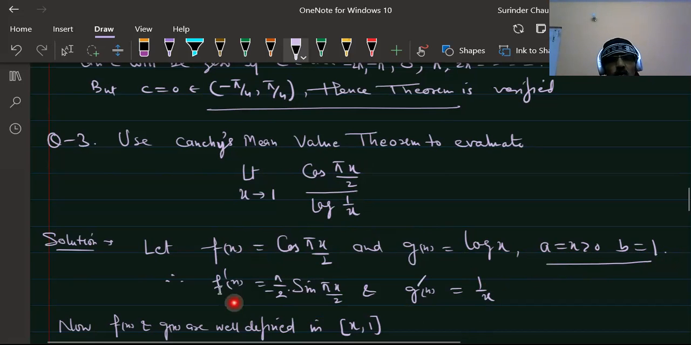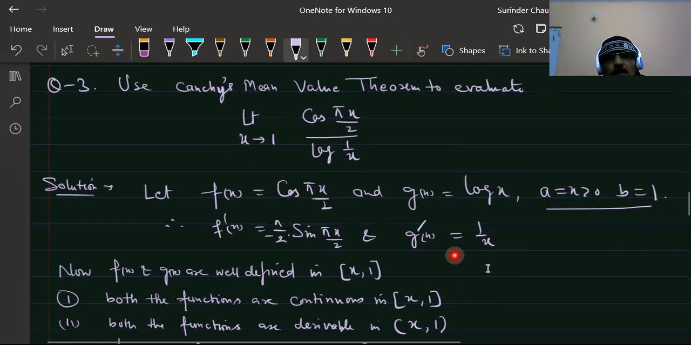So f dash x is equal to minus pi by 2 sin of pi x by 2, and g dash x is 1 upon x. Now both the functions, what is the domain of these functions? Here you have to decide the interval. Let me note down this step: a to x to 1. You will learn this through your practice. So now the interval is x to 1. The domain of f is all real numbers, and the domain of g is all real numbers except.